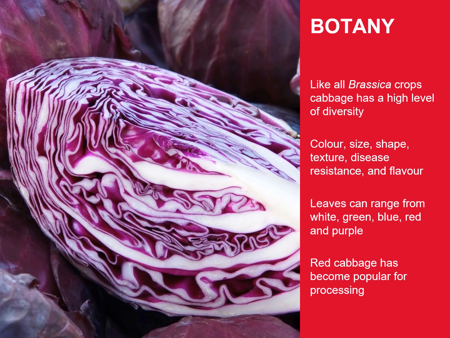So like all brassica crops, there's a high level of diversity present within the variety. So in this slide you can see a quartered red cabbage, so there's a lot of colour variation with cabbages, but also in the size and shape and texture of the leaves. There's also a lot of diversity in terms of their disease resistance and in the different types of flavours which they produce. So leaves can range anywhere from white to green to blue, and in this case red and purple.